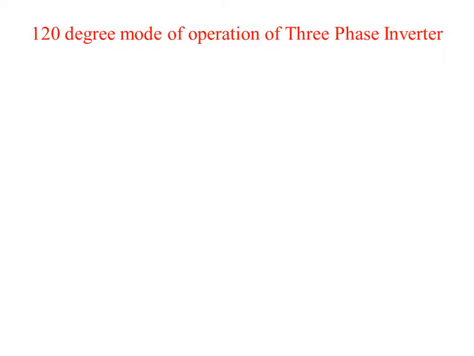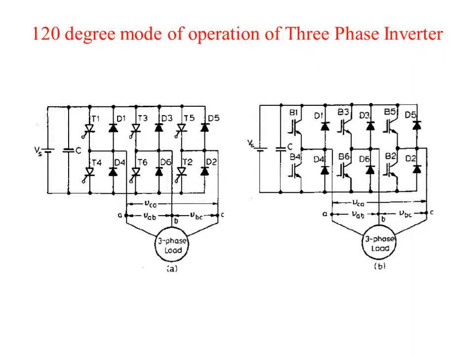120-degree mode of operation of three-phase inverter. The power circuit diagram of the three-phase 120-degree mode inverter is shown in figure A and figure B, using thyristors and IGBTs respectively. For the 120-degree mode of voltage source inverter, each thyristor conducts for 120 degrees of a cycle.